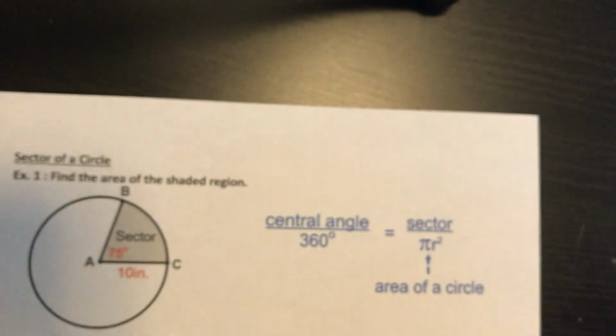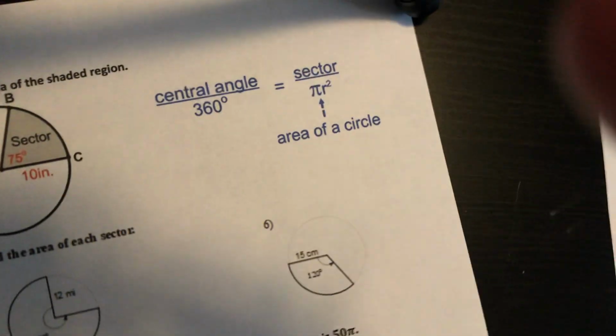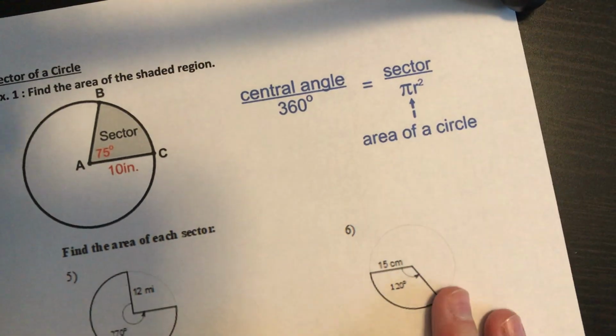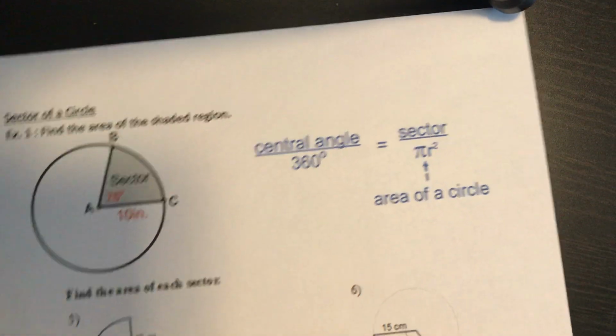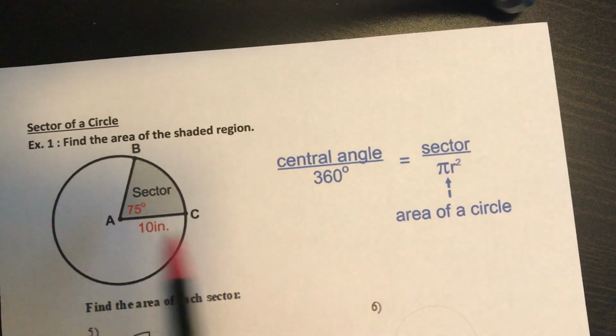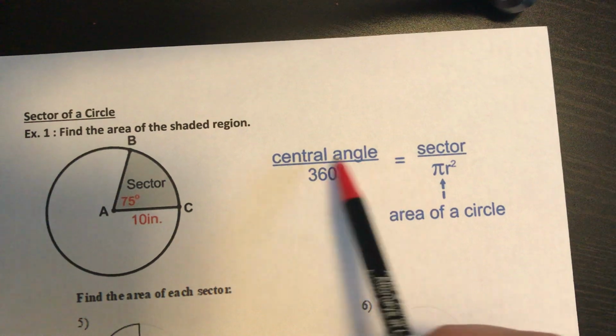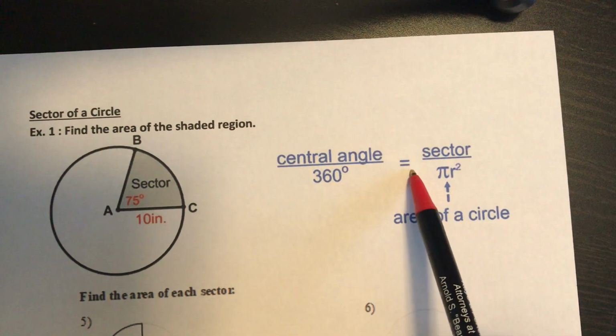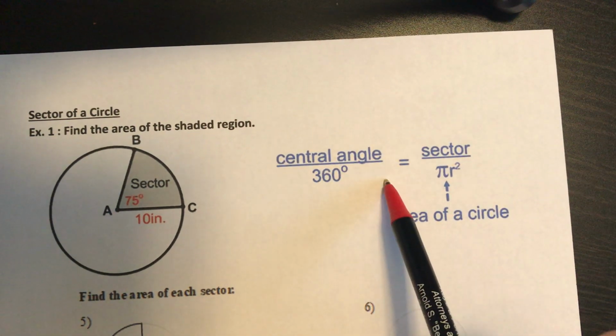So let's go ahead and move on to finding the sector of a circle, and I may run out of time, so I may have to make a second video, but I'm just going to keep going as long as I can. So finding the area of the shaded region. So again, we're just creating a proportion, and then I'm going to create an equation using this proportion like I did last time.